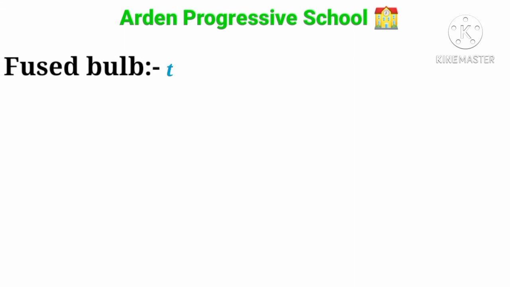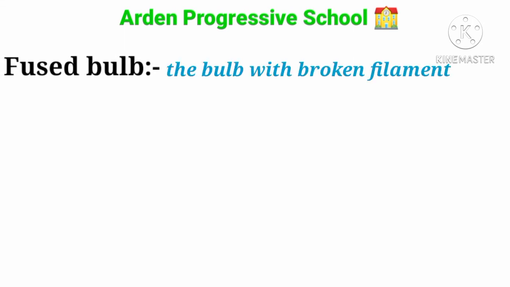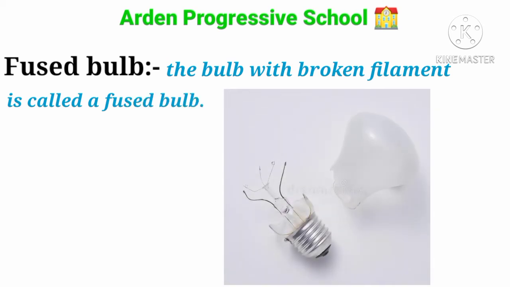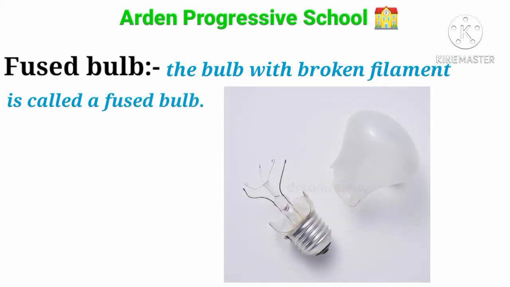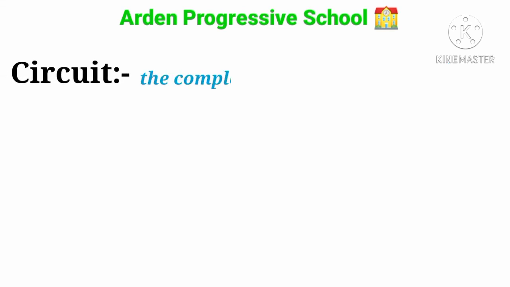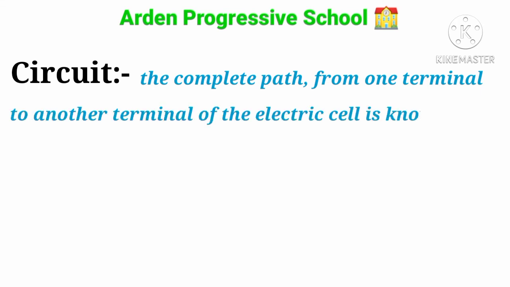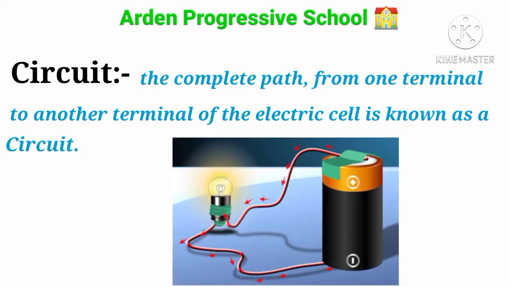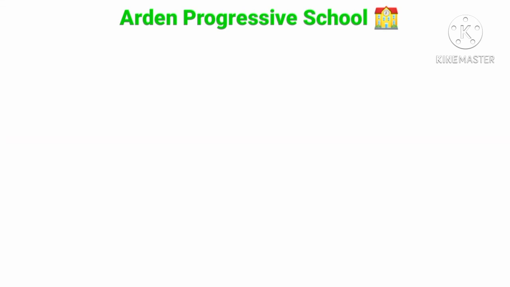Now what is a fused bulb? The bulb with a broken filament is called a fused bulb. In this image you can see the filament is broken. Now what is a circuit? The complete path from one terminal to another terminal of an electric cell is known as a circuit. So now you can see the image of a circuit, that the current is flowing from one terminal to the other terminal.